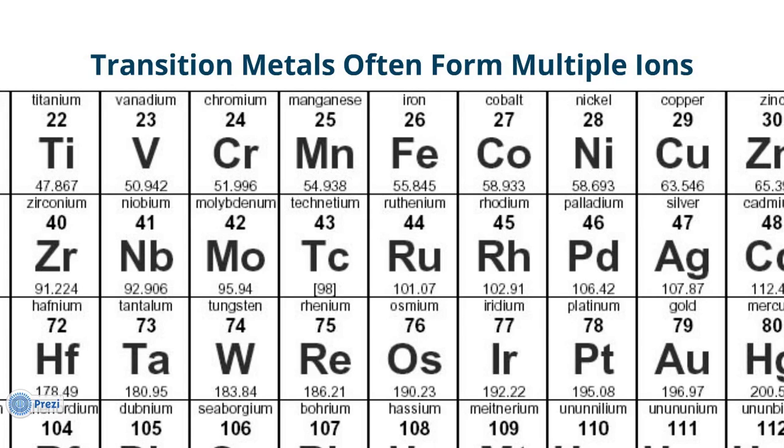For example, titanium sometimes has a charge of +1, but also +2. Chromium has +2 and +3. Iron has +2 and +3. Cobalt +2 and +3. Nickel has a +2. Copper +1 and +2. Zinc +2. Silver +1, platinum +2 and +4, gold +1 and +3, and finally mercury +2.